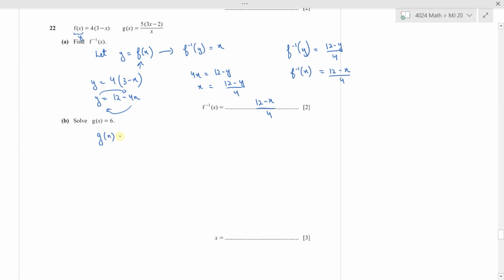The next part is solve g of x equals 6. So you are given that g of x is 5 into 3x minus 2 over x, and you're given that g of x equals 6. So I'll take this to solve this equation. So 5 times 3x minus 2 over x equals 6. I'll take this x to the other side and open this bracket. So I'll get 15x minus 10 equals 6x. And now I'll bring this 6x here. So I'll have 15x minus 6x equals, I'll take this 10 to the other side. So 15 minus 6 will be 9x equals 10. x will be equal to 10 over 9.